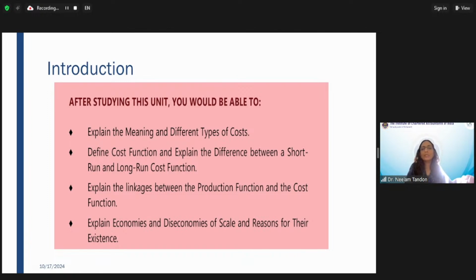Then what is the linkage between production and cost? What is the connection between production and cost? What is the relationship between production and cost? Then we will be sharing about economies of scale and diseconomies of scale. This topic we will cover in the next class. So we will be confining ourselves up to the linkages between production and cost function. So to start with, we are starting with the meaning and different types of cost.